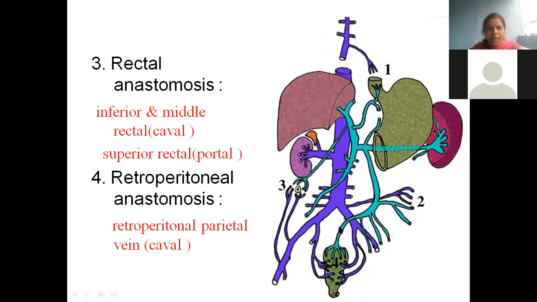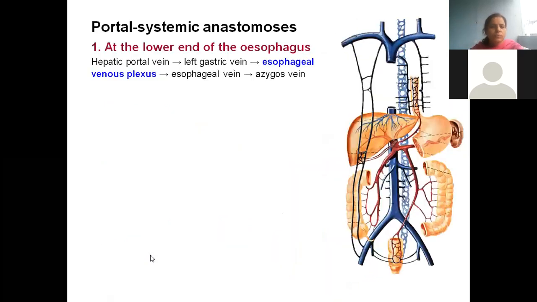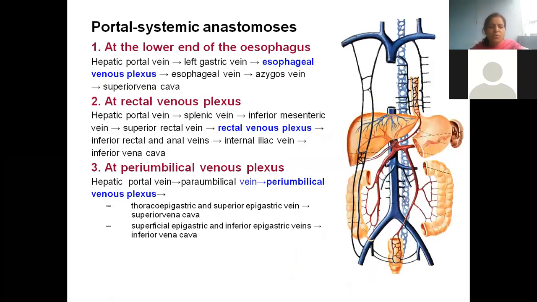Rectal anastomosis: one is sky blue color, that is the portal vein tributary, the superior rectal vein, and the other is violetish blue, that is the inferior and middle rectal veins, which are tributaries of the inferior vena cava. So that is the third anastomosis, rectal anastomosis. Again, there is a table in Chaurasia. You can share it, Niharika. The portacaval anastomosis table is there, you can learn that. Then retroperitoneal anastomosis is something we see behind, with retroperitoneal parietal veins. So that is portacaval anastomosis. I hope you understood the meaning.